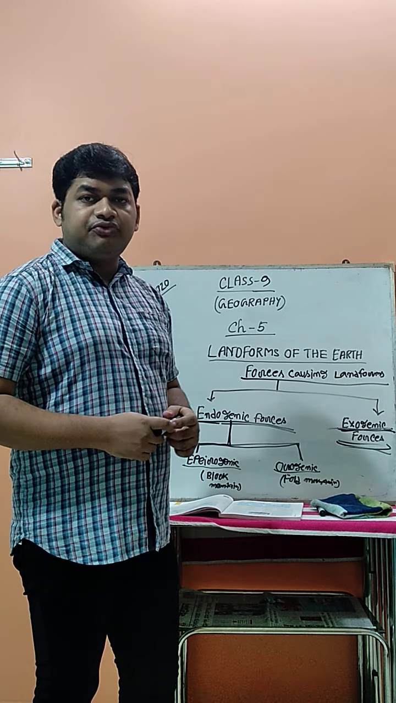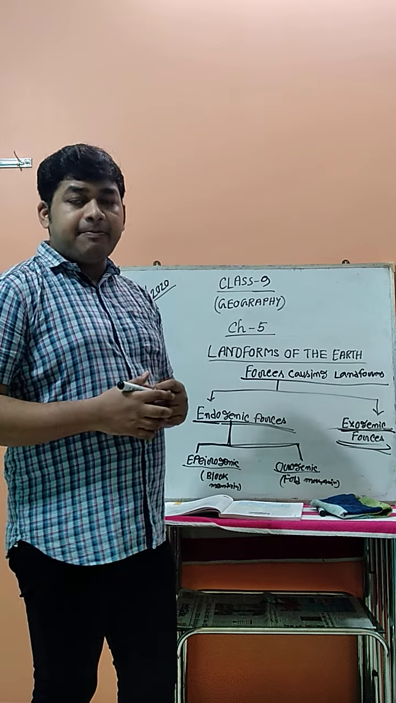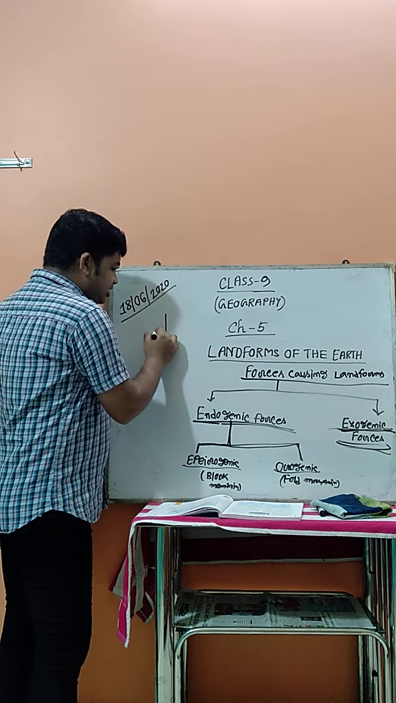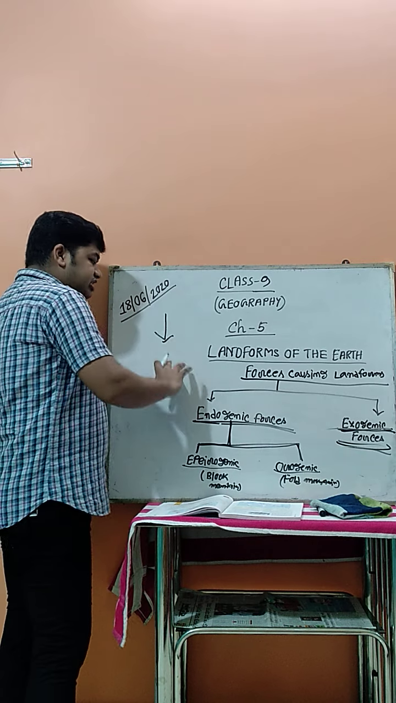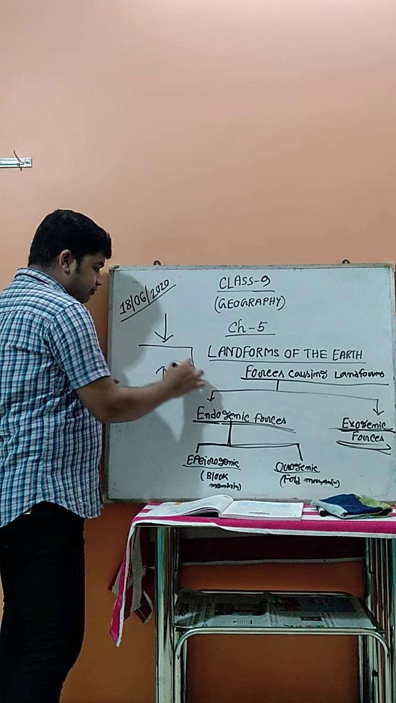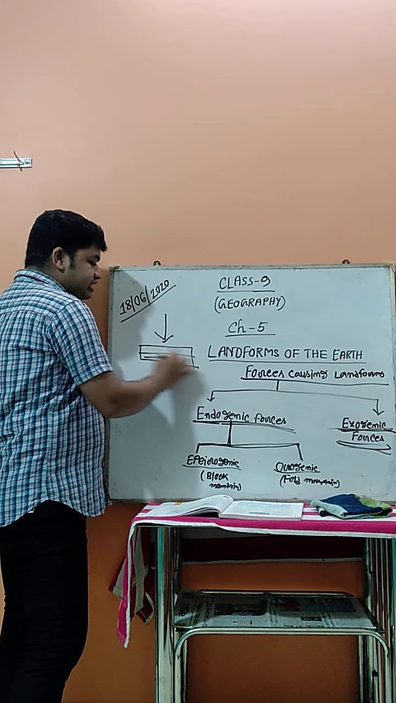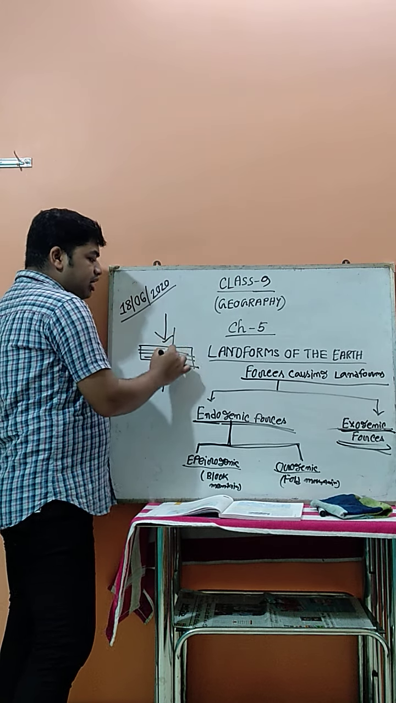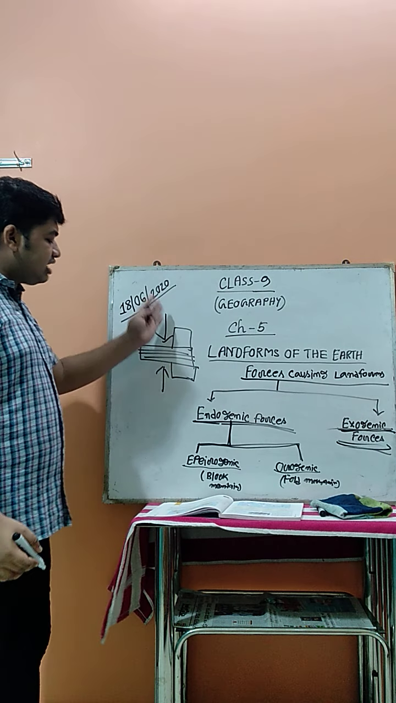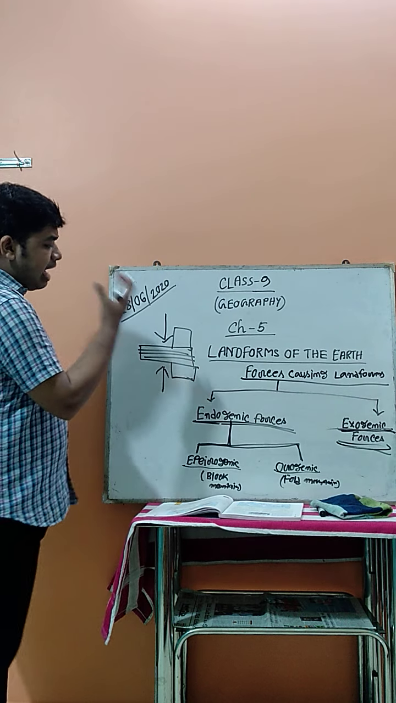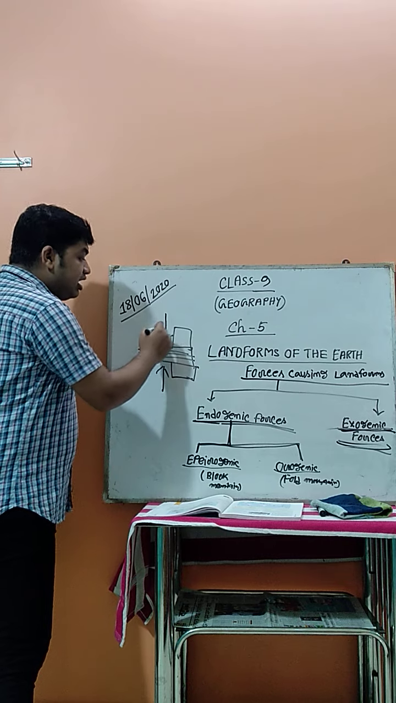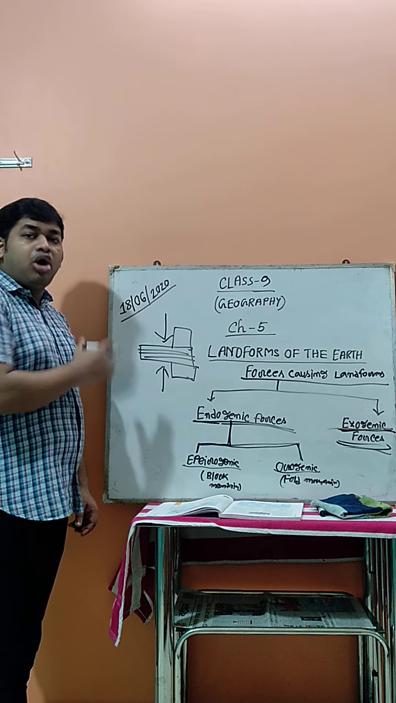What is the epeirogenic force? It is the force that acts up and down, in these two directions, and makes landforms. Due to this force the land either goes upward or goes downward. Due to this force, block mountains and rift valleys are formed.